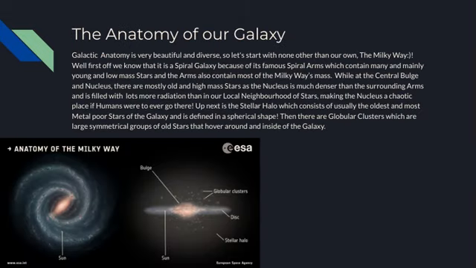But now, let's do the anatomy of our own galaxy. Galactic anatomy, as I like to call it, is very beautiful and diverse. So let's start with none other than our own, the Milky Way. Well, first off, we know that it is a spiral galaxy because of its famous spiral arms, which contain many and mainly young and low mass stars.